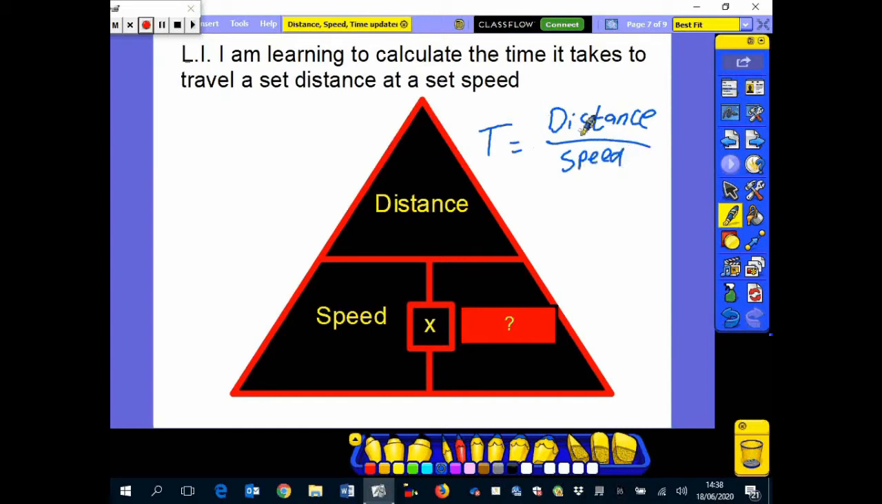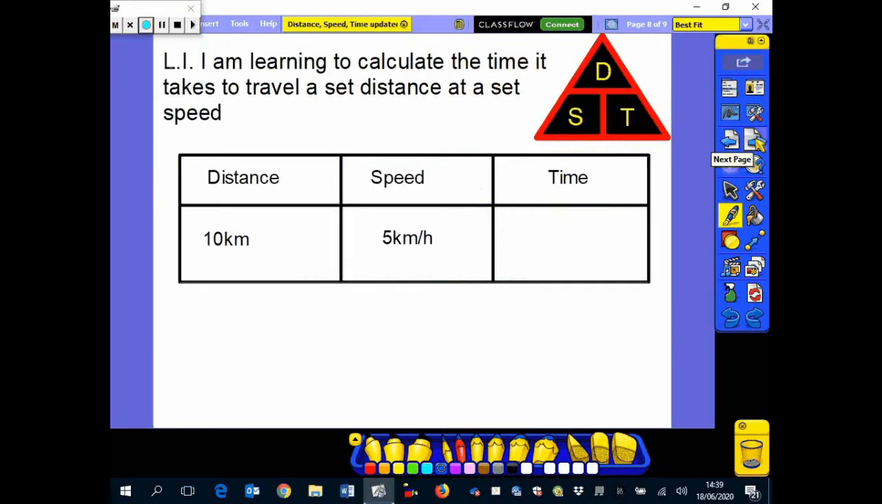Now, that clearly looks like a fraction to me, and that's because it is. This is a fraction, and all fractions are fancy division sums. So we could rewrite this as t equals distance divided by speed. So to work out the time it takes to go a set distance when you're going at a set speed, we can work out by dividing the distance by the speed. Why this is will hopefully become clear by looking at a couple of examples.